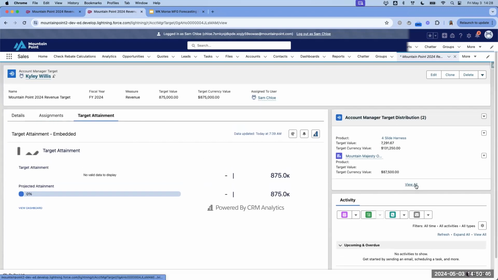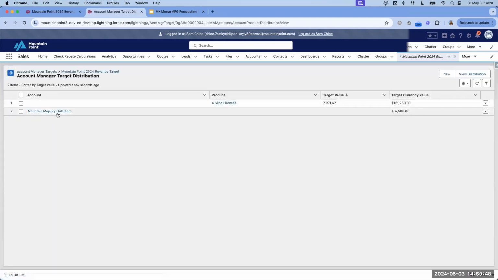But here is where we'd be able to see those individual attainments. So we don't have an account, we just have the product. This is my target value for that specific product. And here's that account, and here's the currency value for that account. So I need to make sure as Sam, I do $87,000 for this account. So as the accounts and products are distributed, all of that would show here.